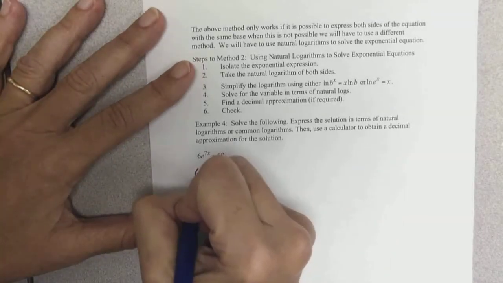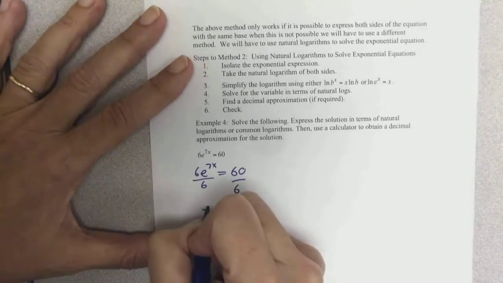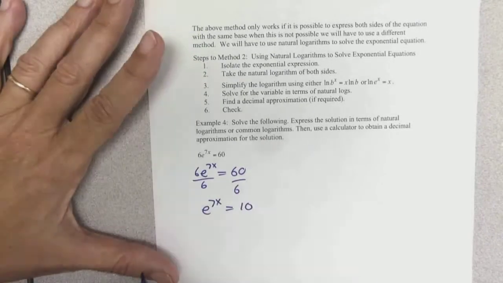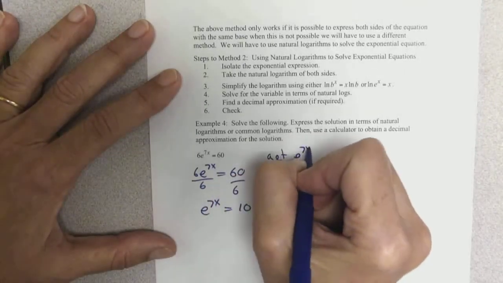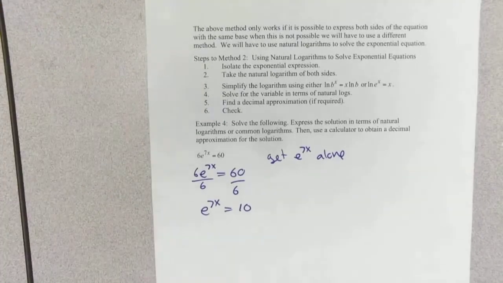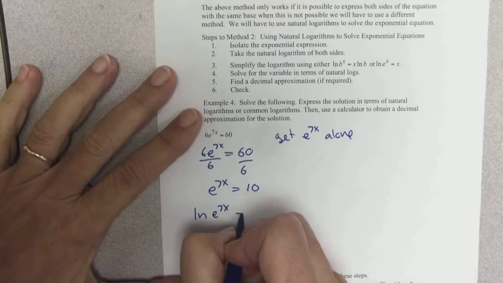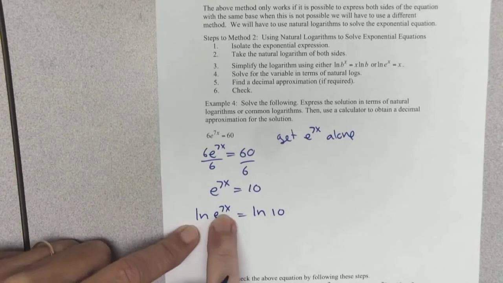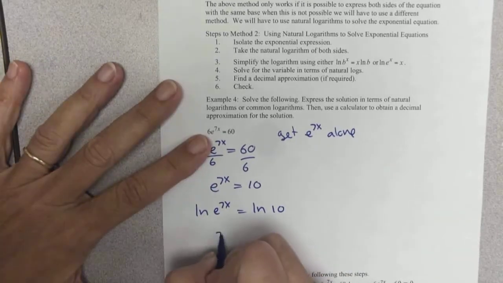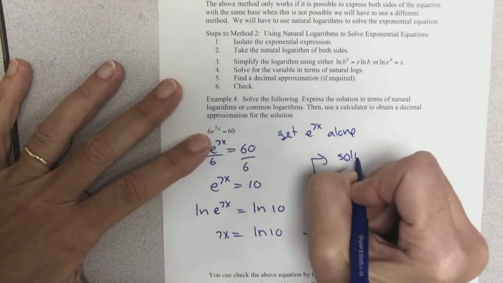So first thing I'm going to do is divide both sides by that 6 to get that exponential alone. You want to get the exponential alone, so get e to the 7x alone. Then once I have that exponential alone, I take the natural log of both sides. That's really the magic key step here. Because natural logs and e's are inverse operations, I just get 7x. And now we're just going to solve for x.